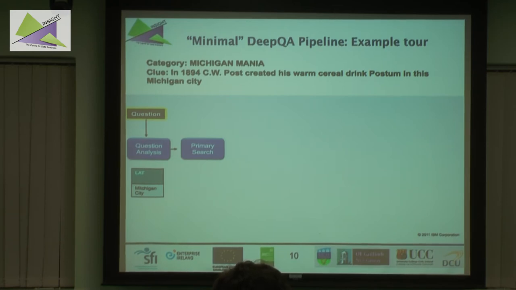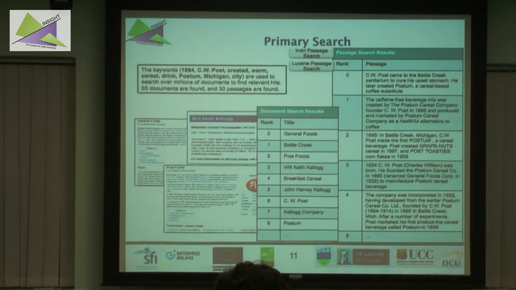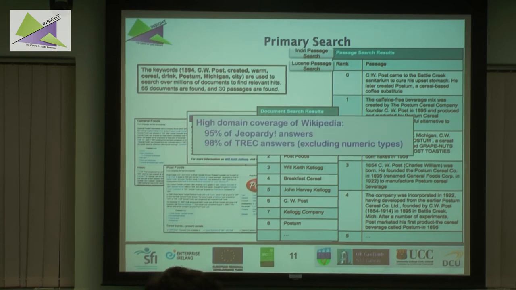Then, because we interpreted the question in several ways, we perform the primary search. So what is this primary search? Simply, the primary search uses Lucene or Indri, which are open source APIs to perform search over a given corpus. And they use the Wikipedia corpus because it covers a very wide domain.